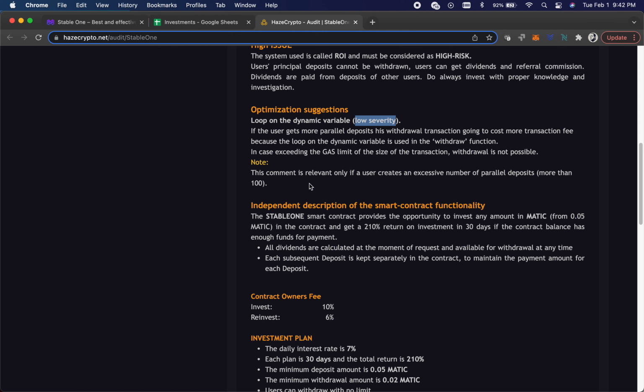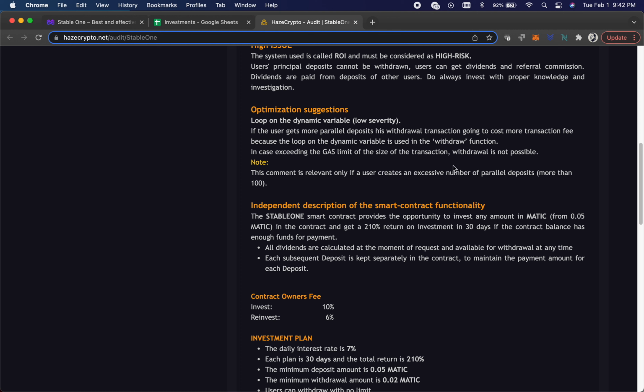So we know that this comment's only relevant if a user creates an excessive number of parallel deposits, more than 100. Well, with this kind of wording, "the user creates," everybody's like, hey, if you got more than 100, it's probably somebody withdrawing a bunch of times and sticking that reinvestment in every single time. Well, that's not true, because those deposits are made when that 21% thing is done, and it just keeps doubling your deposits every single time.